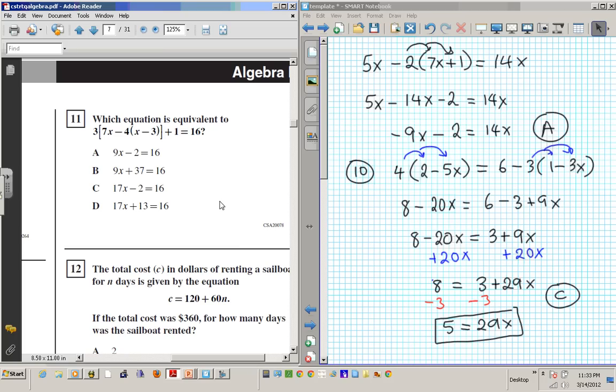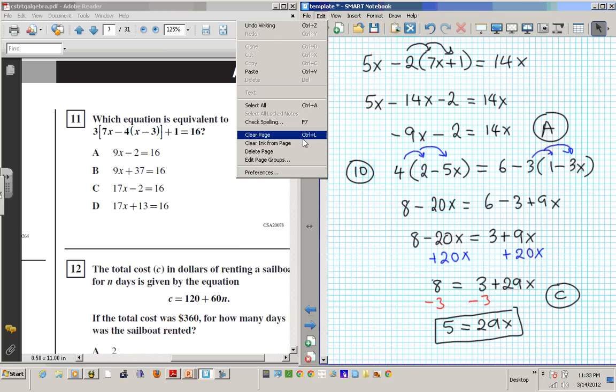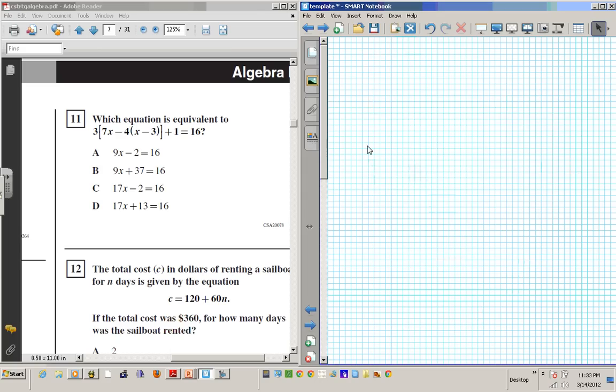It says, which is equivalent to that? So in this example, what we're doing is similar to what we did before. We're not solving it completely, we're just simplifying the left side as much as we can. And then we're going to see which one matches it, because we have 16 on the right side. So we have 3 brackets 7x minus 4 times x minus 3 plus 1 equals 16.